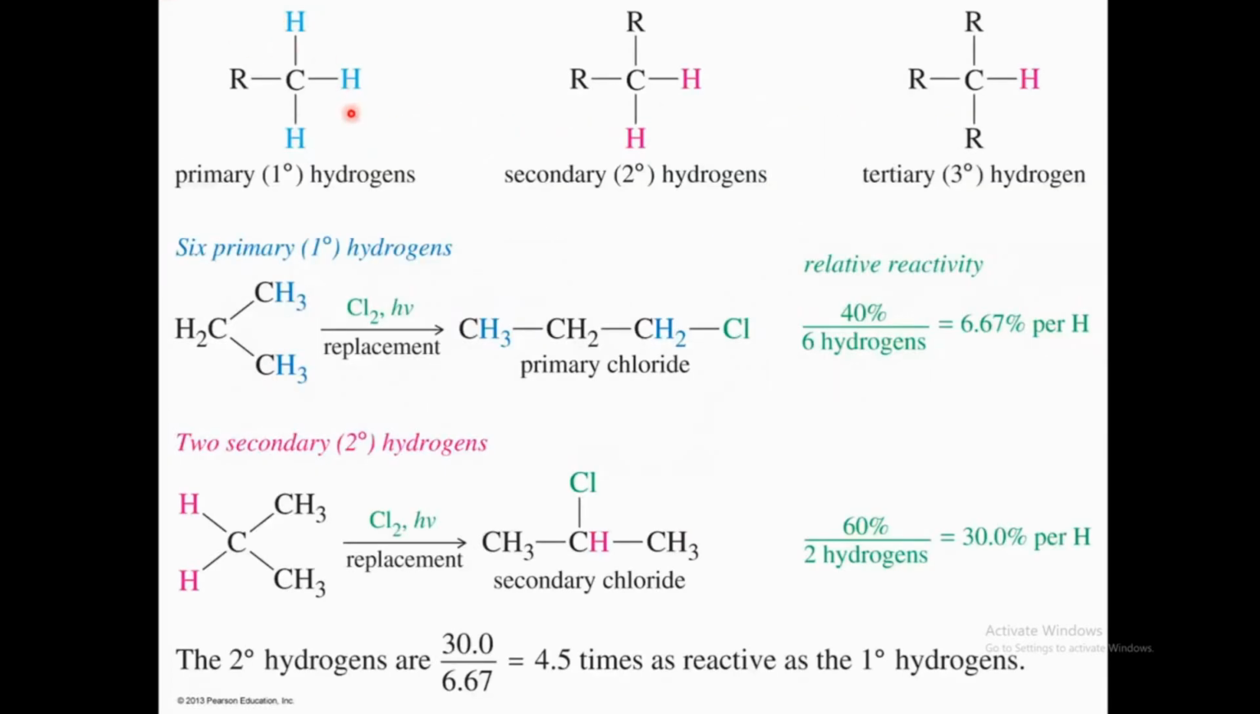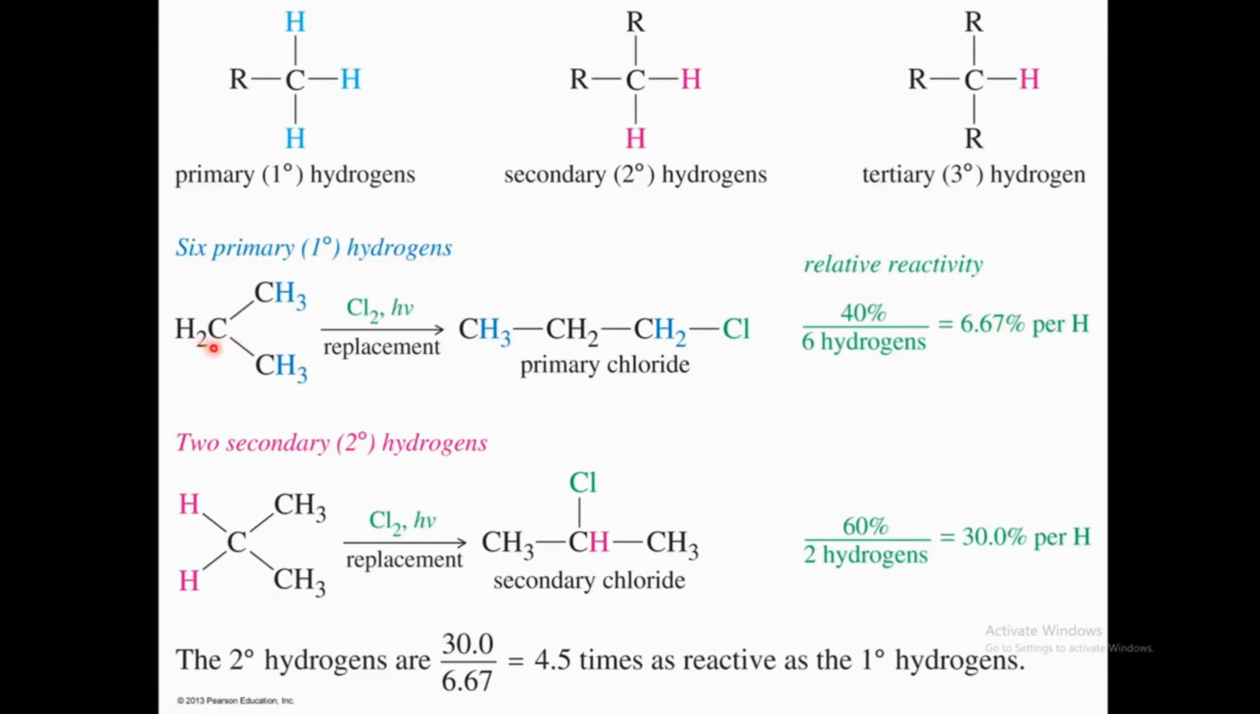So if you see here, these are the primary hydrogens, these are the secondary hydrogens, and these are the tertiary hydrogens. Why? Because this carbon is connected with one R group, and this carbon is connected with two R groups, and this carbon is connected with three R groups. Or you can say this carbon contains 3 hydrogens, that's why it's called primary carbon or primary hydrogens. This carbon contains 2 hydrogens, that's why it's called secondary hydrogen, and this carbon contains 1 hydrogen, that's why it's called tertiary.